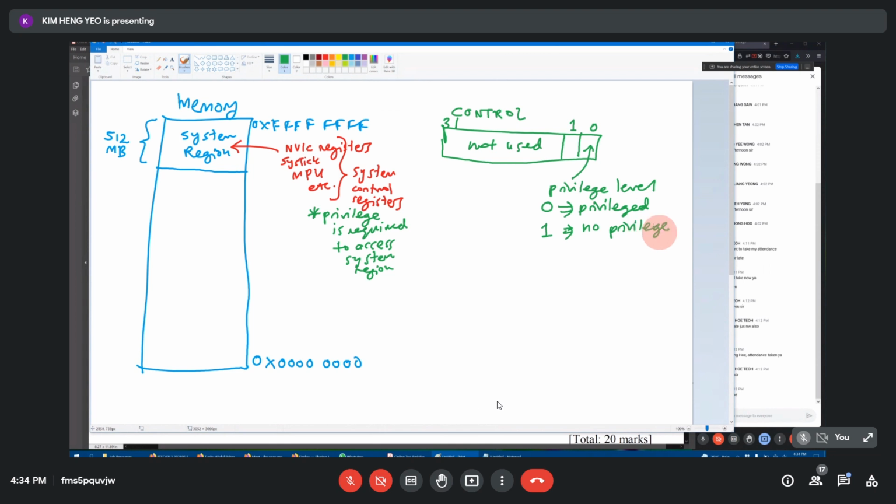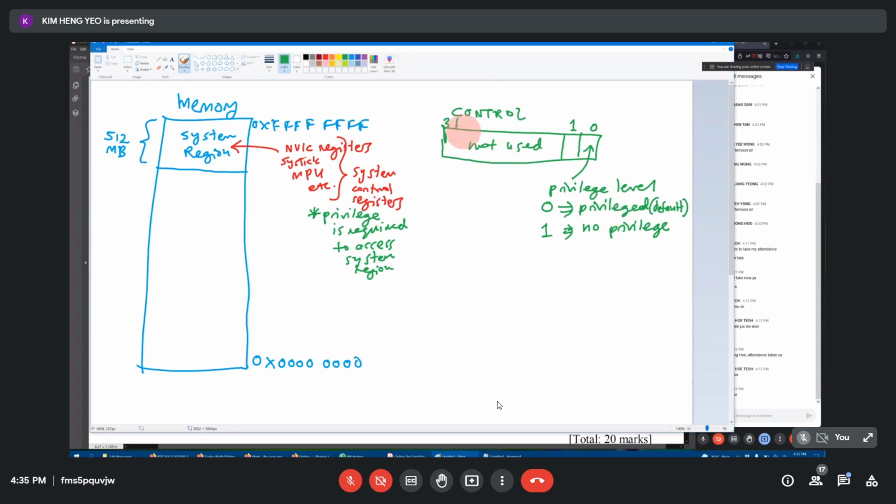If you put a 0 in control register bit 0, this is the default setting. The default, 0, means you got privilege, so you can access everything. But if you change bit 0 to a 1, it means now you got no privilege, and you cannot access the system region anymore. You also cannot change the control register anymore, because the control register is a processor register. Once you go to no privilege, you cannot go back to privilege.